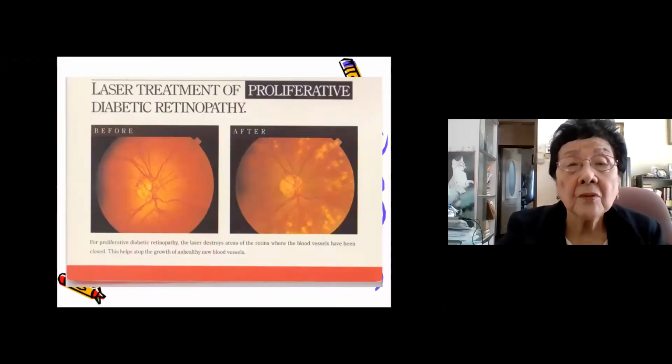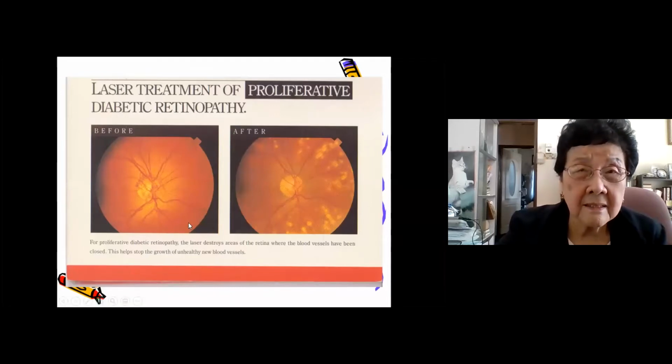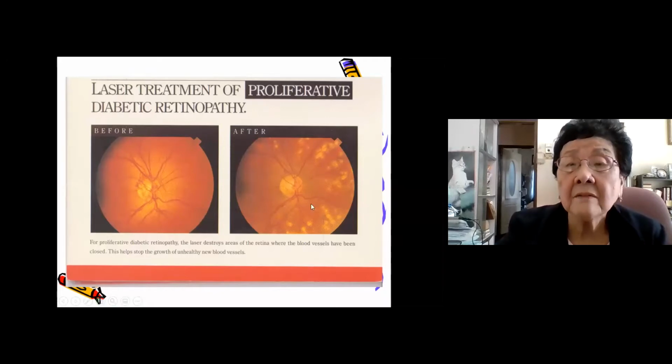Laser treatment for more serious retinopathy, where you have new vessels, dilated veins, and other features as well. And these are laser spots, which are actually the scars which we see at the end of the diabetic treatment.